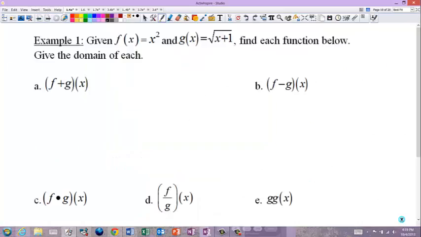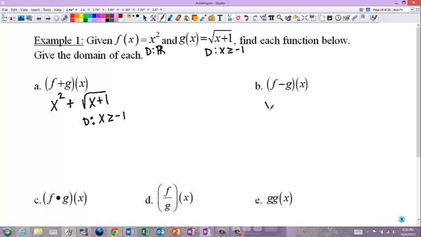Whoops. I'm skipping. Alright, here we are at the problems. It said, given f of x equals x squared and g of x equals the square root of x plus 1, find each function below. F plus g is just f of x plus g of x. Now, if you look at the domain of f and the domain of g, the domain of f is all real numbers. The domain of g is x is greater than or equal to negative 1. So if I want to find the domain of f plus g, again, it's still x is greater than or equal to negative 1 because you cannot take the square root of a negative number. There's no restriction on the x squared.